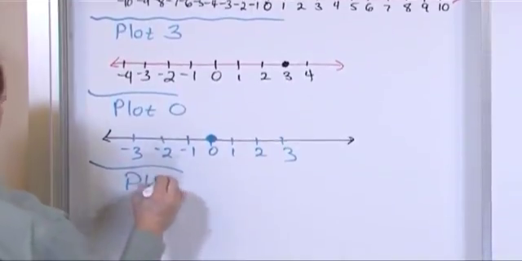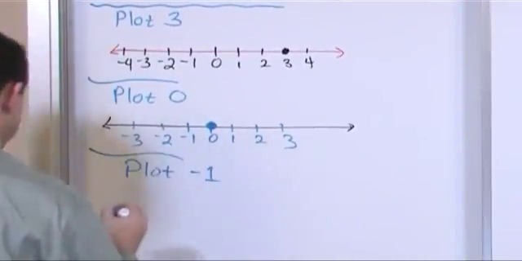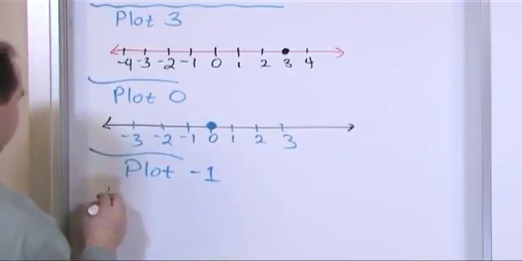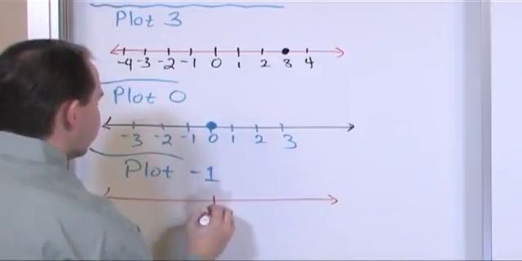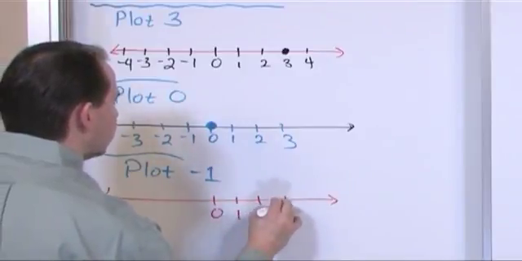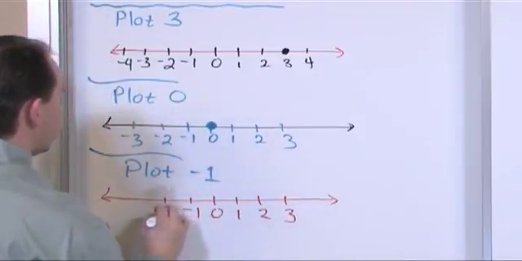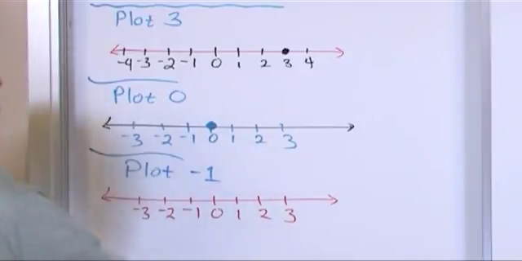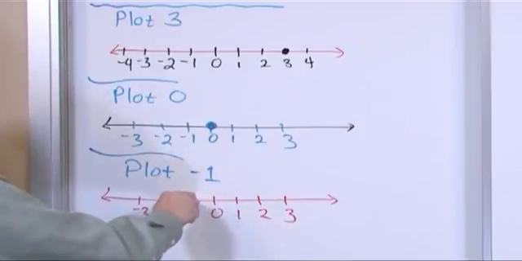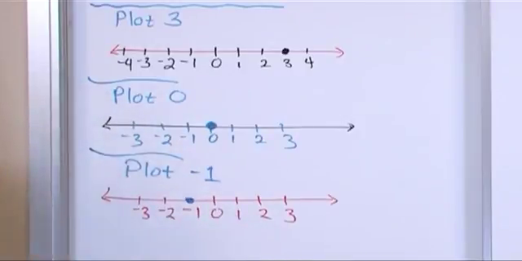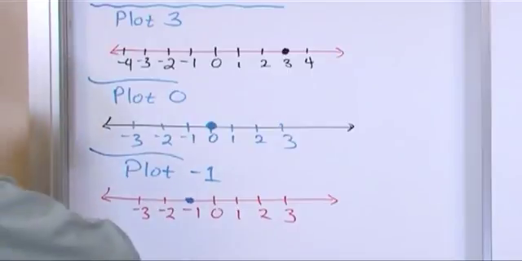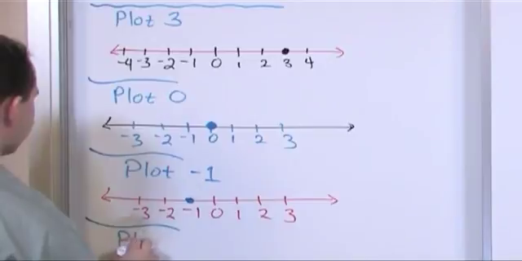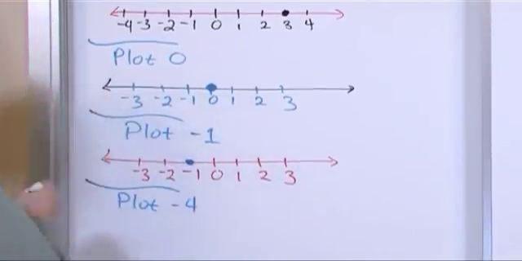Let's plot the number -1. I think you might see where we're going here. I'm just giving you some practice. So this is 0, 1, 2, 3, -1, -2, -3, goes on and on forever. And the point -1 is right where you think it is, right here. Okay? And then finally, just to give you one more example here, what if we're going to plot -4 on the number line?